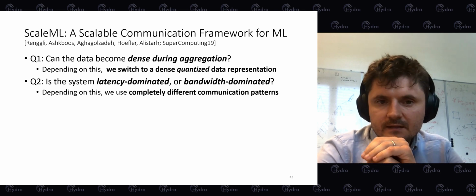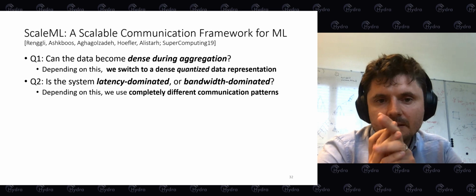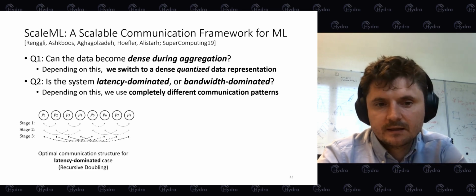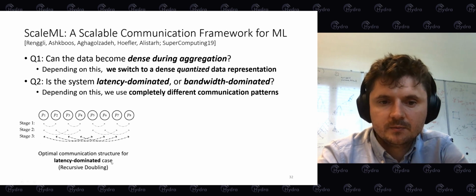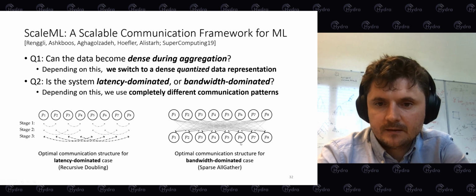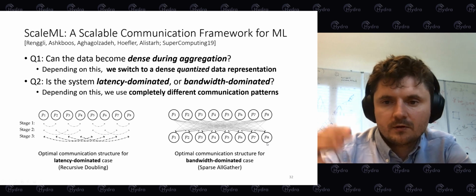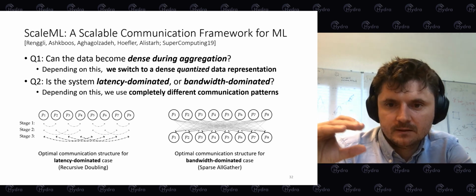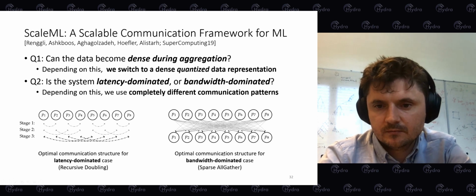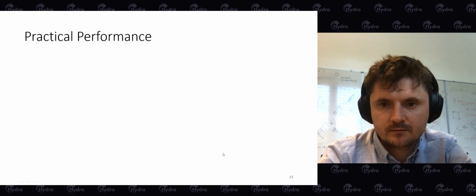If the system is latency dominated, then you might want to use a completely different communication pattern between the nodes when aggregating. This is an instance of an optimal communication structure for the latency dominated case, which looks a bit like a binary tree. In the bandwidth dominated case, what you want is more of a flat structure, where you just reduce in a more all-to-all sparse algebraic pattern.